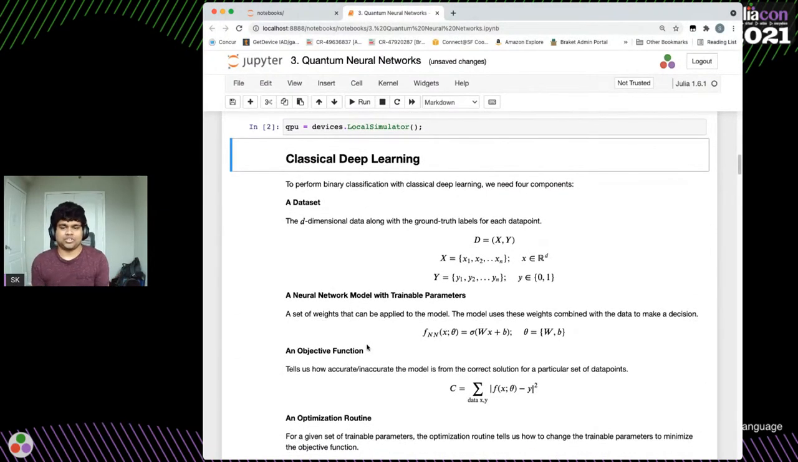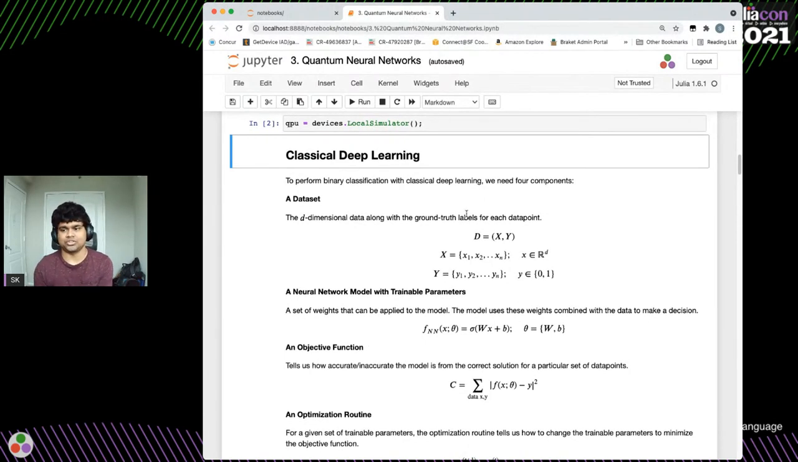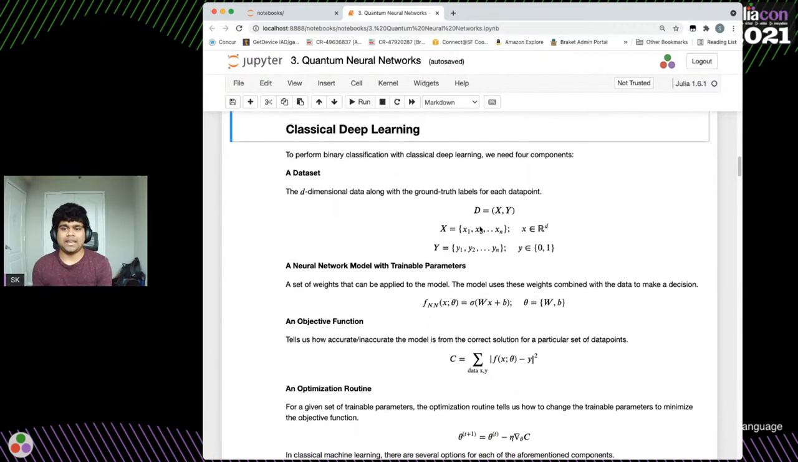So we can start our discussion by talking about what is classical deep learning, right? So in classical deep learning, we use a neural network model to make predictions or perform a machine learning task, like binary classification, clustering, image classification, right? So to any classical deep learning algorithm, we have four components. We have a data set, which is d-dimensional, along with the ground truth for each of the data points in the data set. We have a neural network model with trainable parameters.